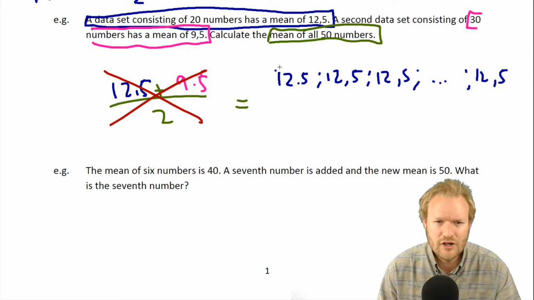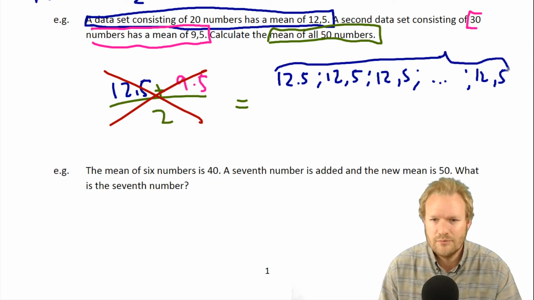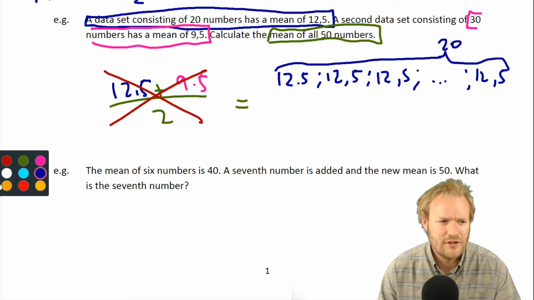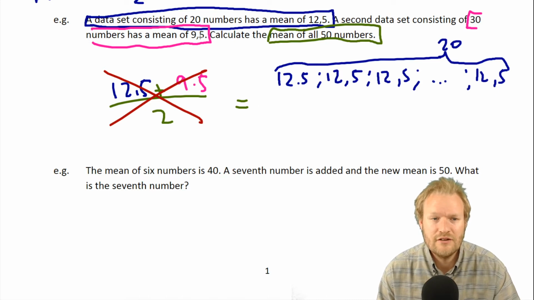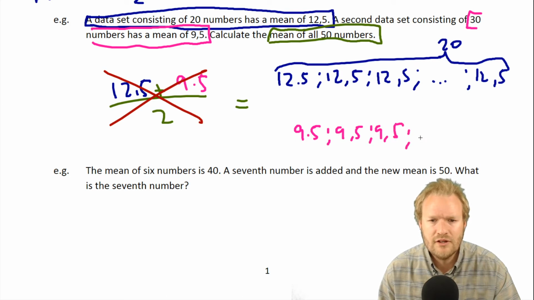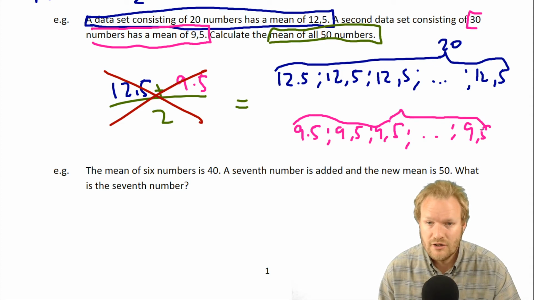So imagine that you've got 20 of these. Then the same question is of the other data set, which has 30 numbers and a mean of 9.5. So we've got that other data set. Again, we could think of it as 9.5, 9.5, 9.5, etc., 30 times. It could have gone 10, 9, 10, 9, 10, 9, 10, 9. But the point is, there are 30 of them.